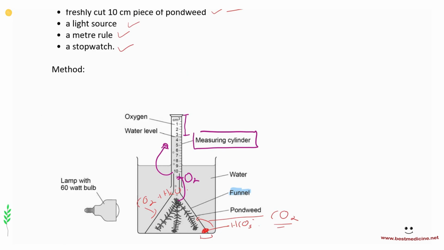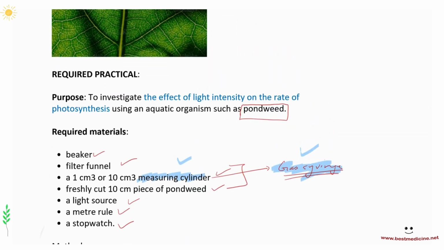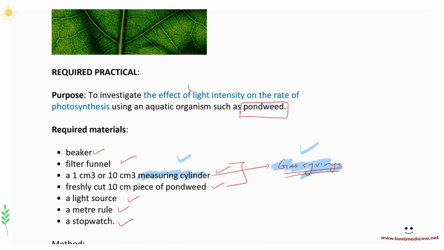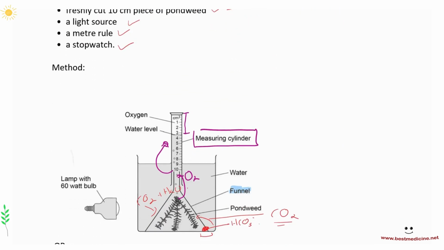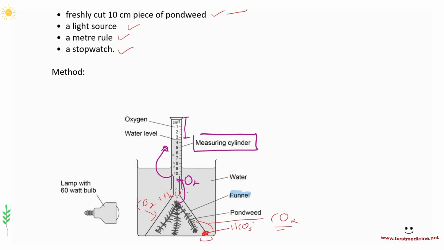So what is the independent variable in this particular experiment? The independent variable, remember, is the light source, the light intensity. So we can either change the light source, or we can place it at a given distance and keep on increasing the distance. For example, we can place it at 5 centimeters, and then increase it to 10 centimeters, then 20 centimeters and so on. Changing the light intensity would help us determine how it affects the rate of bubbles being produced, or the volume of gas that is being produced in a given amount of time.